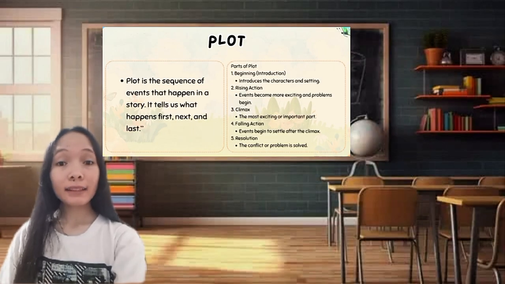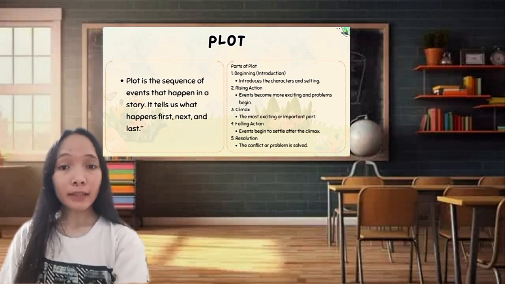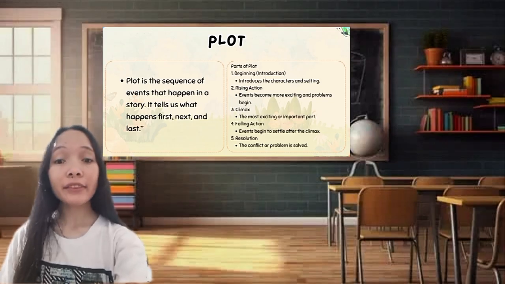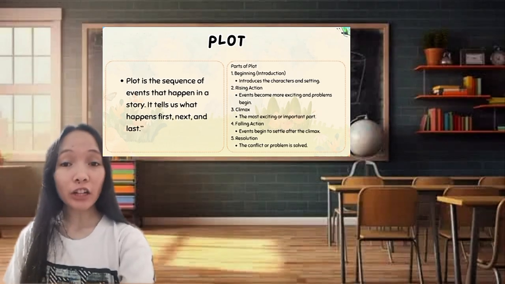Plot. The plot is the sequence of events that happen in a story. It tells us what happened first, next, and last. The plot is important because it organizes the story and keeps the readers interested in what will happen next. And next, we have the parts of the plot. First, we have the beginning or introduction.